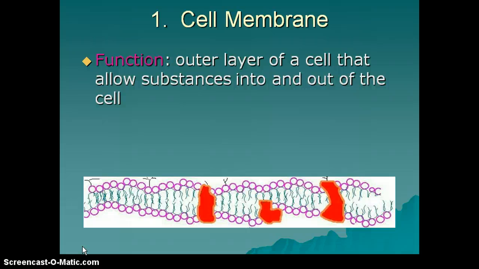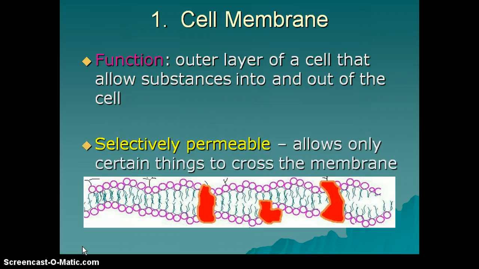But the cell membrane, the function is the outer layer of a cell. And it lets things into and out of the cell. But it is somewhat selective. It doesn't let everything into and out of the cell. And that's where we get into the idea of being selectively permeable.